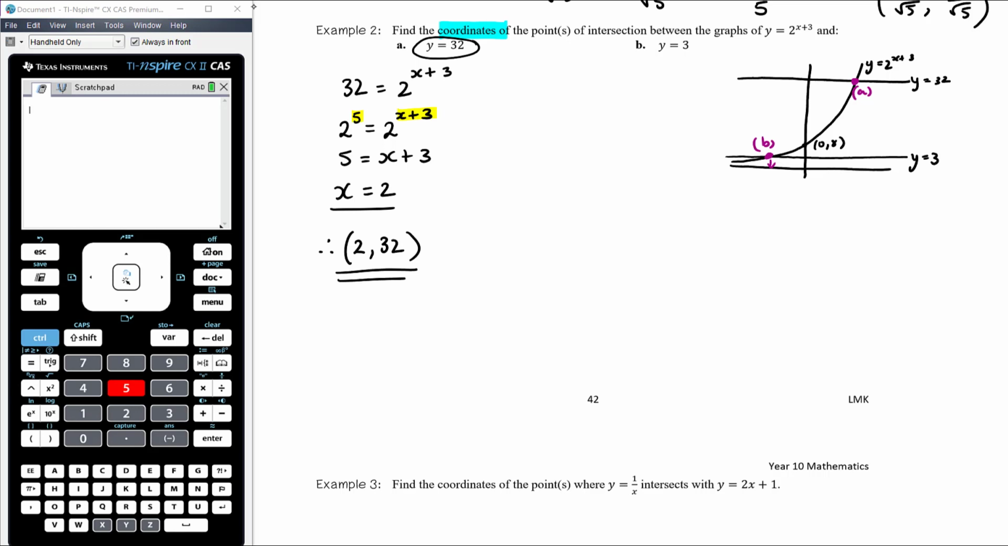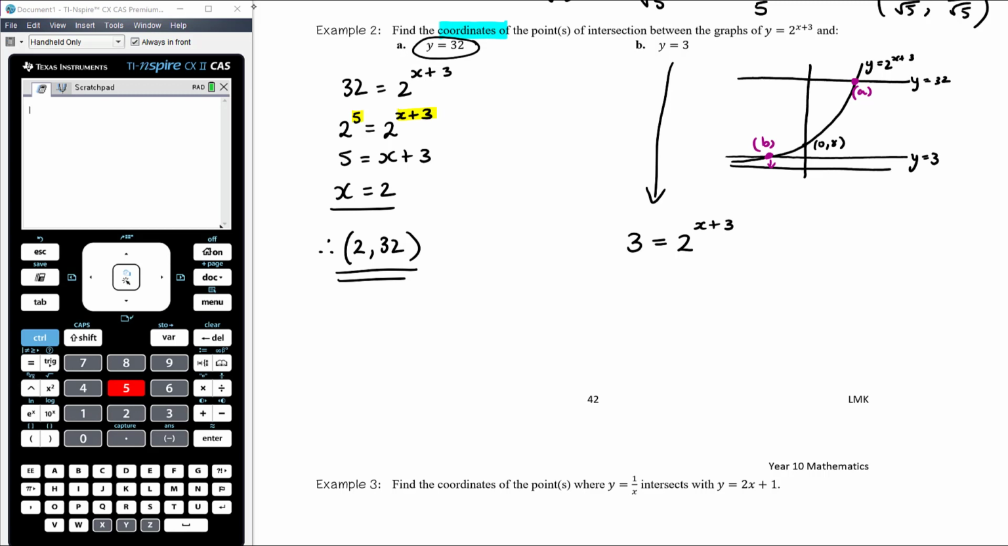Okay, with part B, we're looking to let y equal 3. So that means we need to let y equal 3 in the exponential equation. So 3 equals 2 to the power of x plus 3. Now the problem we have here is that the tools that we've used so far are not available to us.